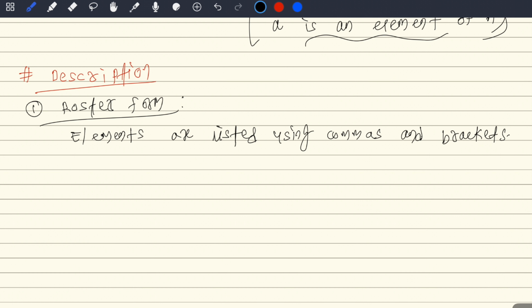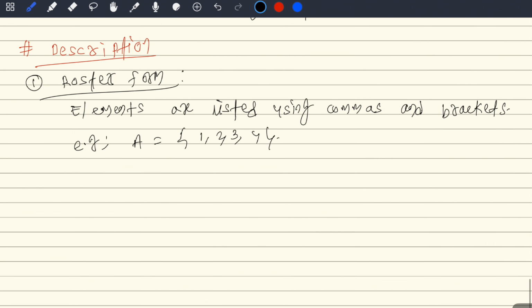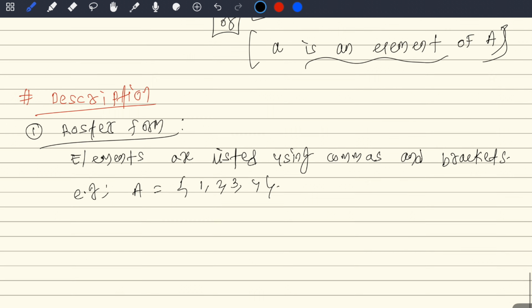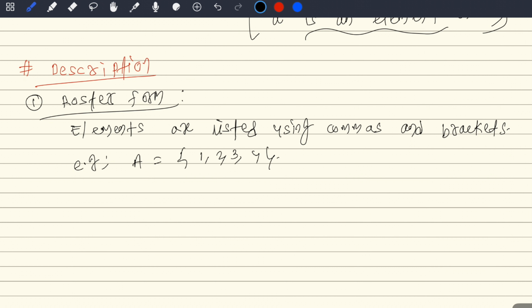For example, suppose my set A is {1, 2, 3, 4}. This is called roster form. That means it contains all the elements or all the collection in the form of commas.